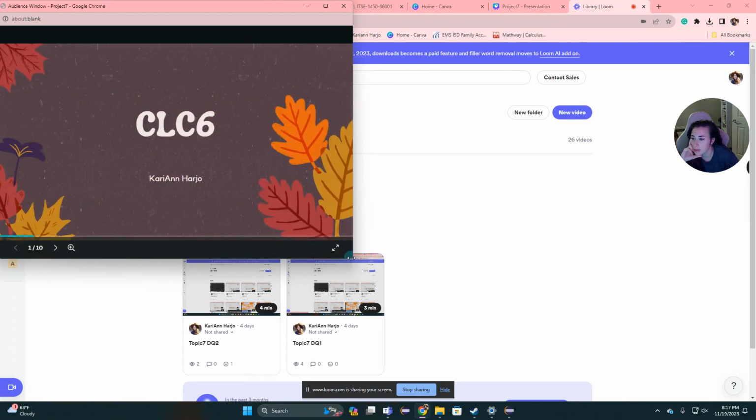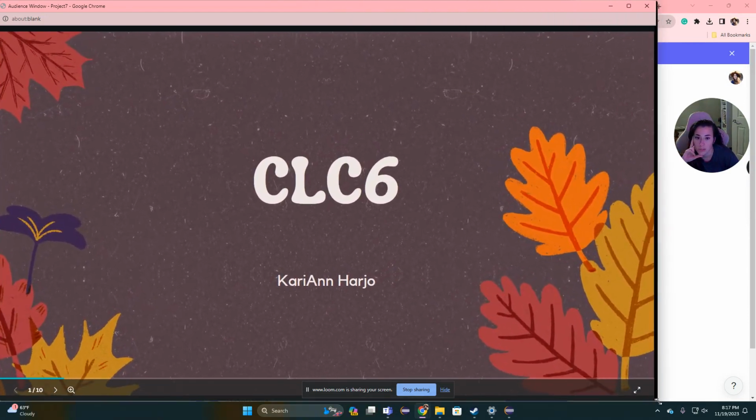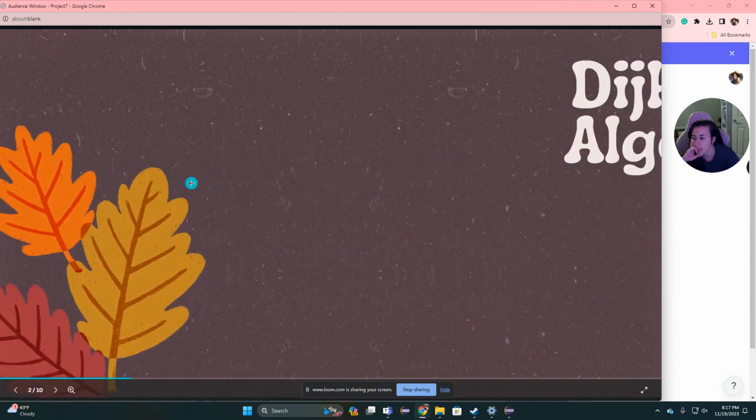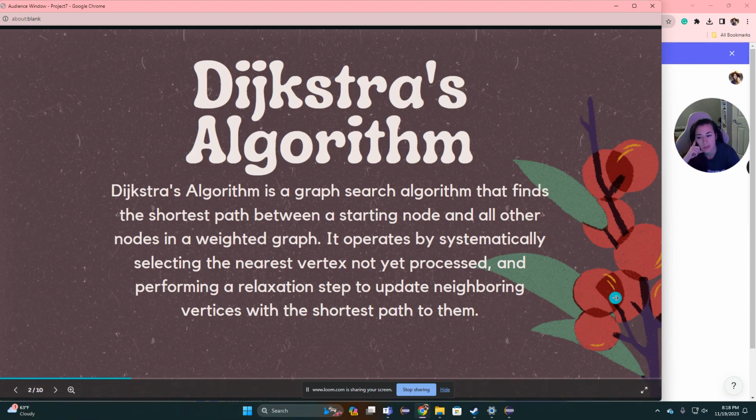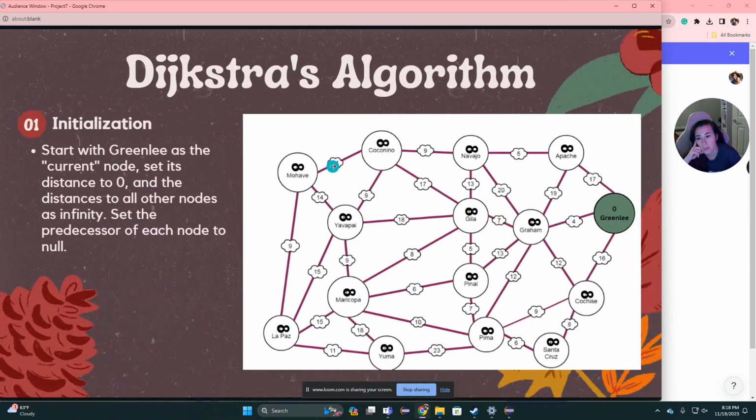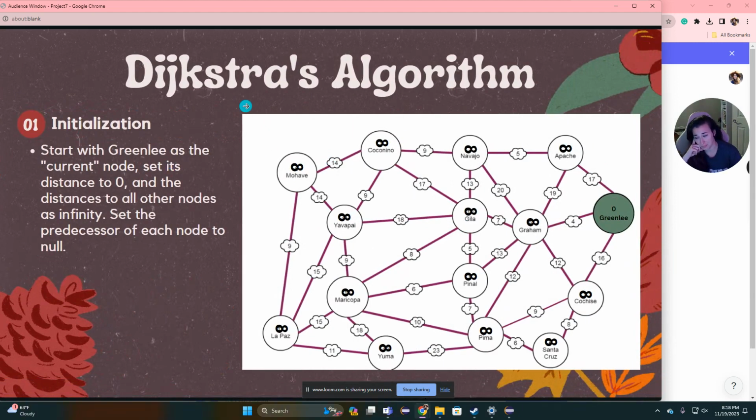So Dijkstra's algorithm is an algorithm that searches for the shortest path from one node to another in a graph, by systematically selecting the nearest vertex not yet processed and performing a relaxation step to update the neighboring vertices with the shortest path to them. So it's a recursive algorithm, like all the good ones.